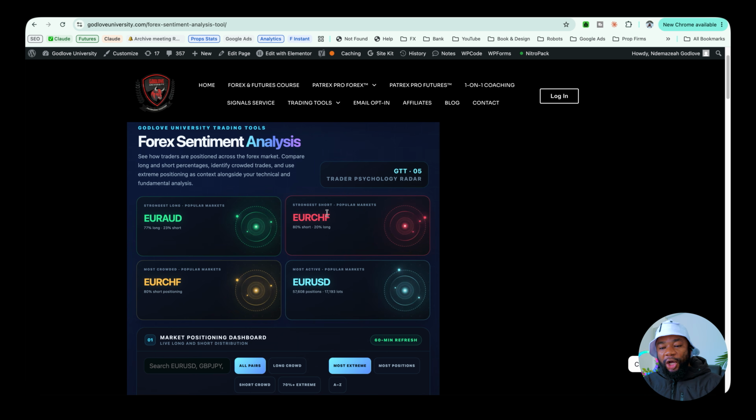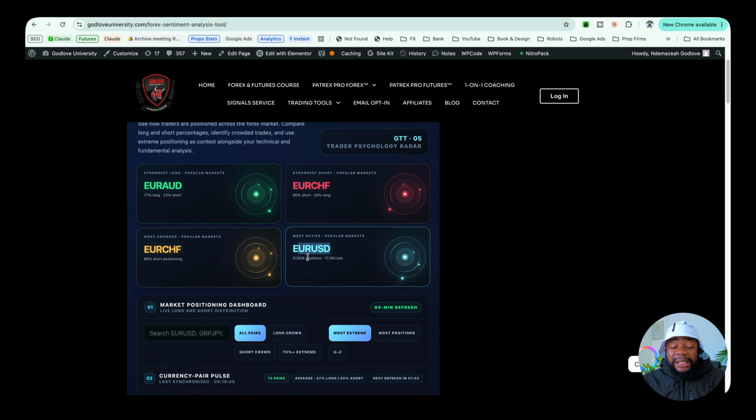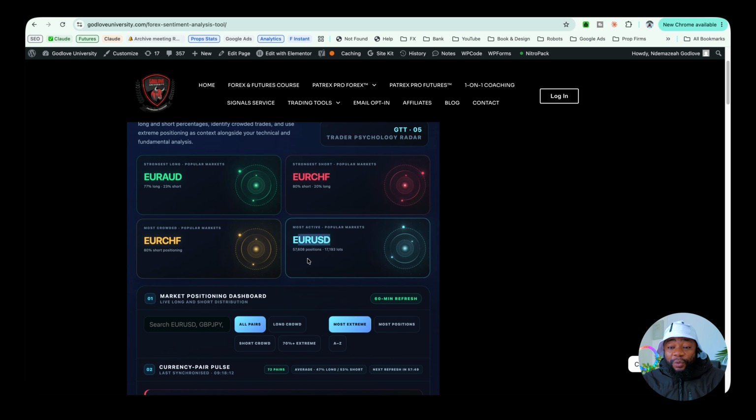And then strongest short, majority of traders, what are they doing? They are shorting Euro CHF. And then the most popular asset people are trading is that one. Most active. The most active is obviously Euro USD. Why do you guys like Euro USD too much? You can see that's the most active pair in the market as we speak.